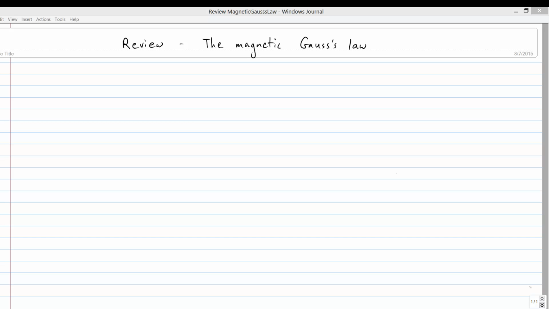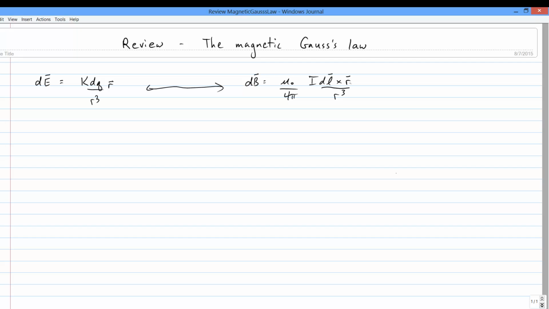We've seen that the Biot-Savart law is to magnetic fields as Coulomb's law is to electric fields. So one might reasonably wonder if there's something that plays the same role for magnetic fields as Gauss's law does for electric fields. And the answer is yes, sort of.